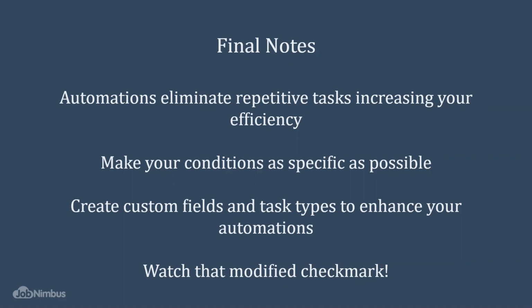When creating your rules, make your conditions specific so your rules act as expected. If you have to, create custom task types and custom fields so those conditions are as specific as possible. And lastly, watch that modified checkbox in your conditions with the event-based automation rules. If your automation rule is triggering more than you expected or at odd times, you may need to make sure that the modified checkbox is checked.